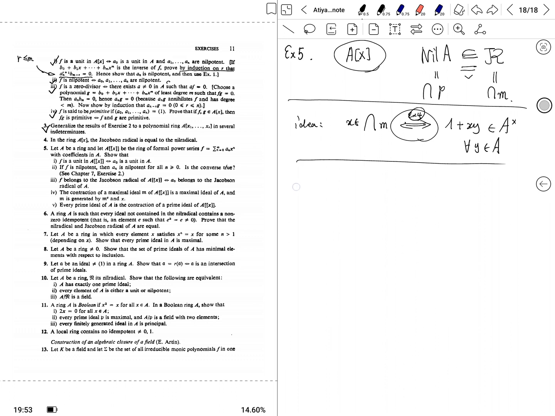So the proof would be to show that x is contained in the Nilradical. We just want to show that x in the intersection of the maximal ideals implies that x is in the Nilradical, but this is equivalent to 1 plus xy being in A.